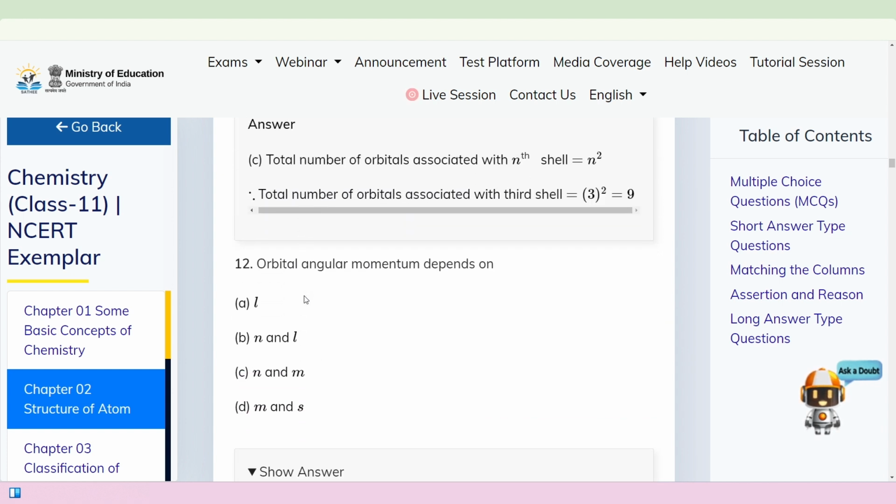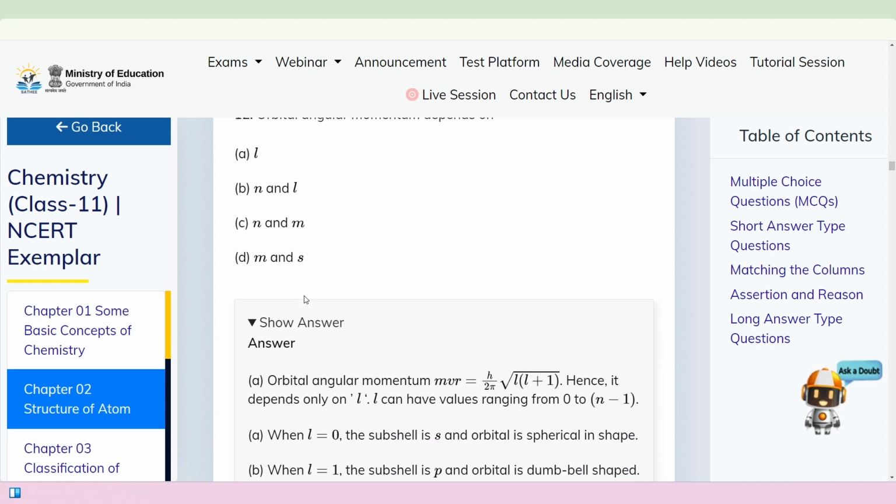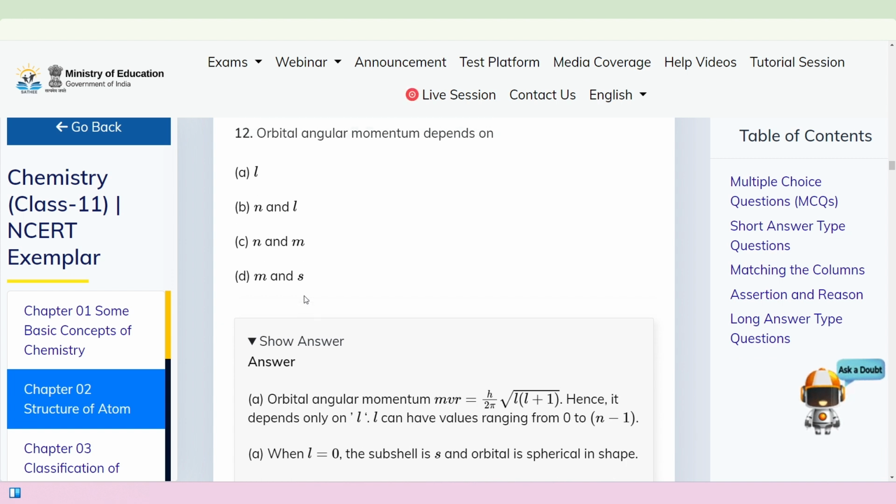Now, next question says: what we have to do is to relate orbital angular momentum to one of the quantum numbers. So the orbital angular momentum depends upon what? For that, you must know the formula of orbital angular momentum, right? It is h cut times the root under L into L plus 1. So h cut here stands for h by 2 pi, so it is h by 2 pi times root under L into L plus 1.